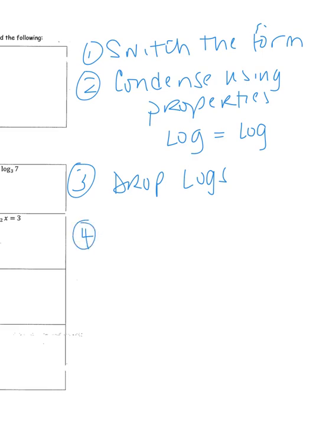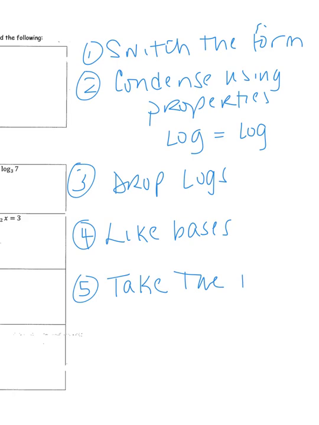Step 4 would be to get like bases, which is the very first thing we learned with exponential functions. And then the last step is you can take the log of each side, and when we get towards the bottom of the lesson today, I will use this particular one. Now, sometimes when you get to this step, you don't have to take the log of each side. If you switch the forms, that will allow you to solve it and get the same answer as well.